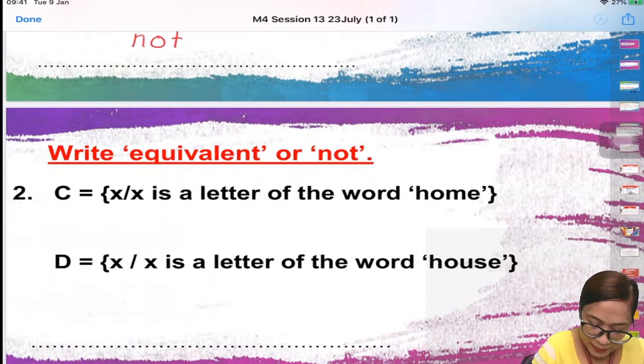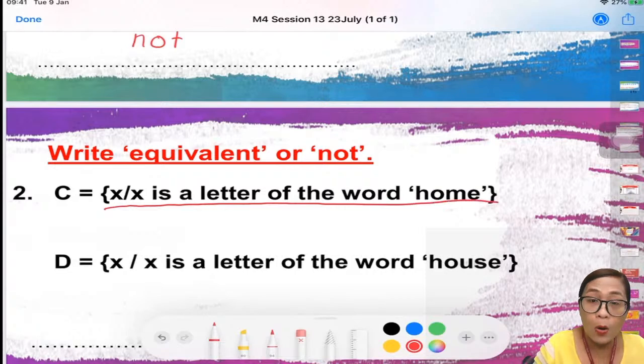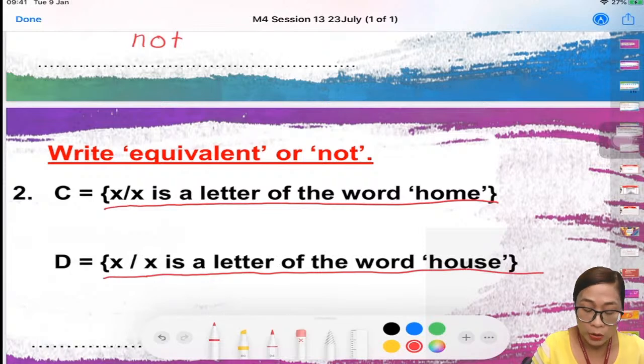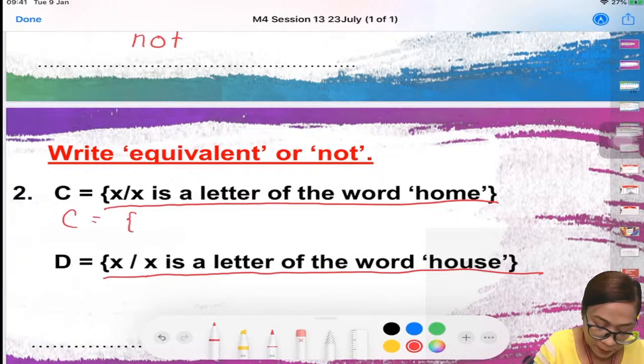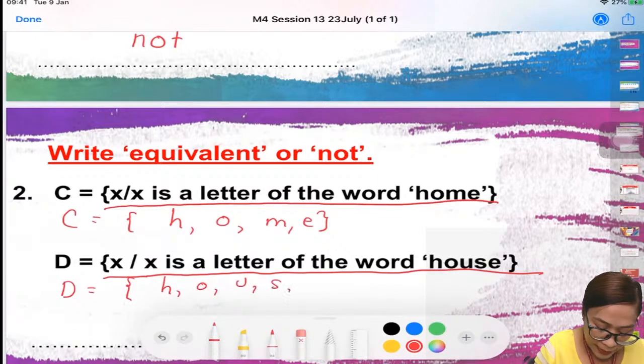C is the set of all x such that x is a letter of the word home. And set D is the set of all x such that x is a letter of the word house. Okay, so for our solutions, C in roster form is H, O, M, E. And D is the set of H, O, U, S, E.